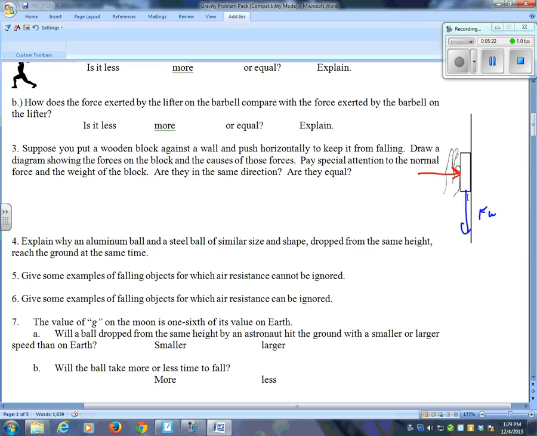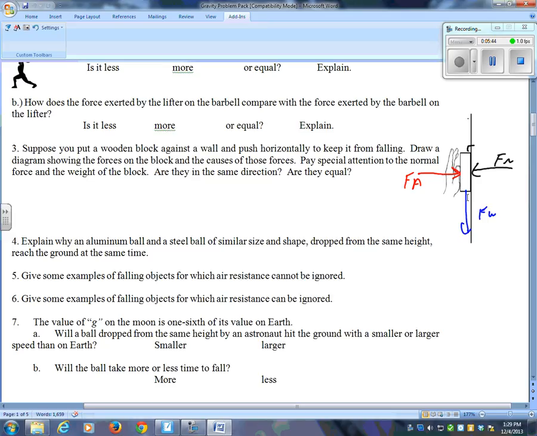So the normal force, and I should be labeling these, shouldn't I? This red one is the applied force. The blue one is the weight force. And the black one here is the normal force. And that FA and that FN should be what? Equal. What then holds the block up from sliding down?